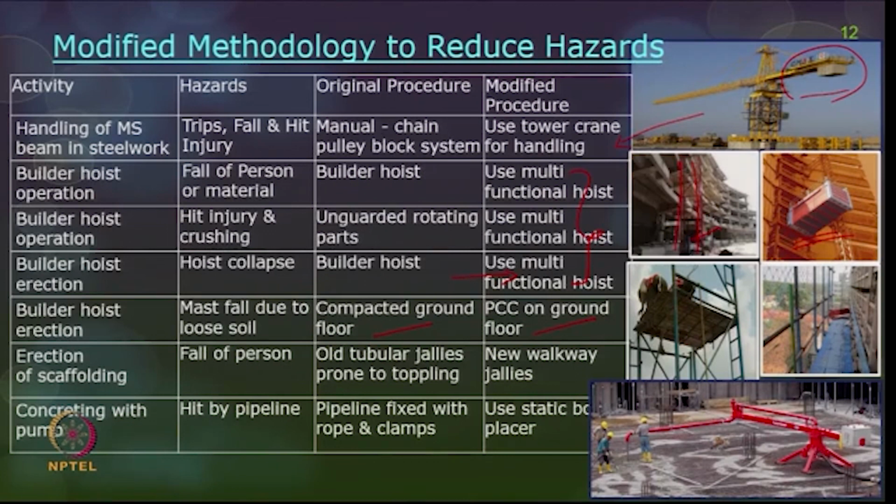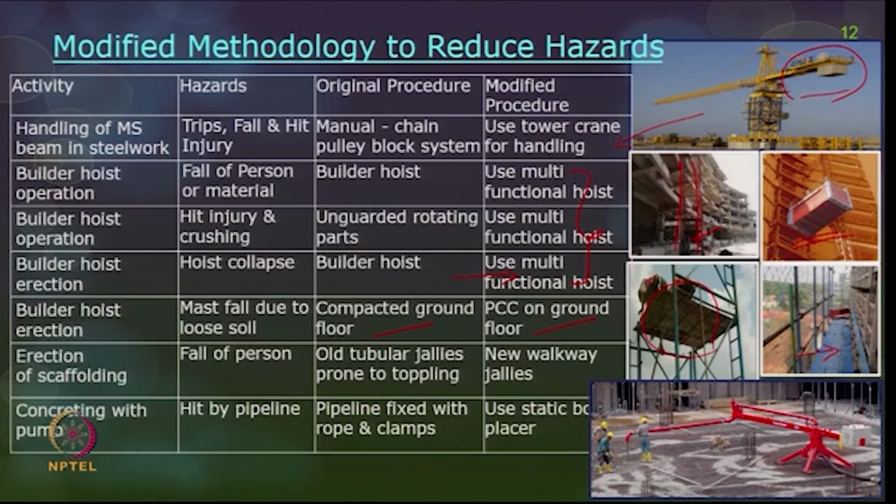Erection of scaffolding. This is an old tubular jolly which was used. So, there was a hazard of toppling of the jolly itself and fall of a person from there. This is a new walkway jolly, which is firm and fixed with all guardrails. So, this was treated as an equivalent for the old process.